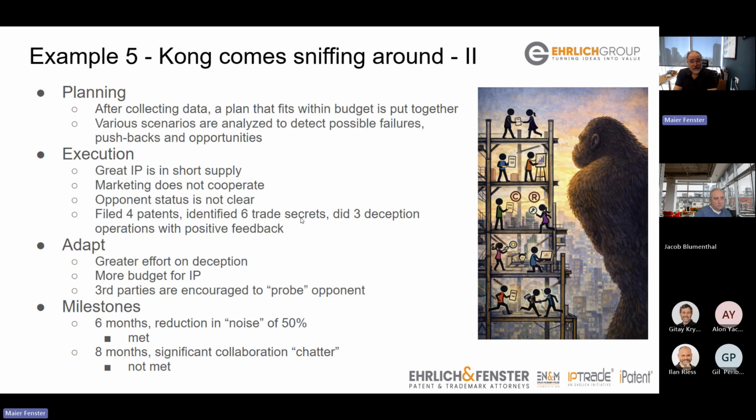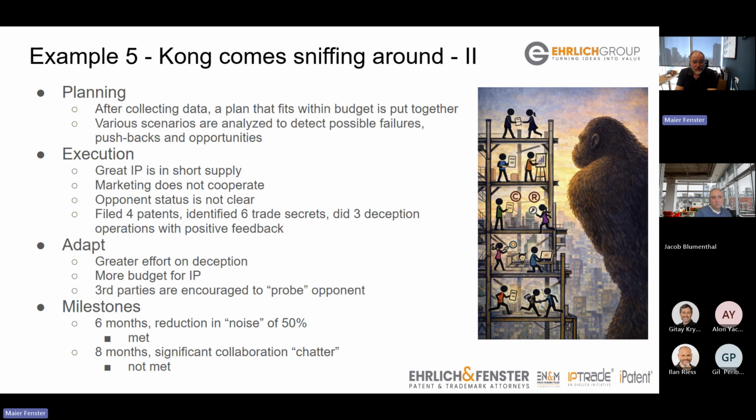In the planning stage, we put together a plan that fits the budget and we analyze all sorts of scenarios to detect failures, pushbacks, and opportunities. In the execution phase, it turns out, not surprisingly, that great IP is not so available. The marketing department doesn't like what you're doing. It's not so clear because nobody could find out what this opponent is doing.